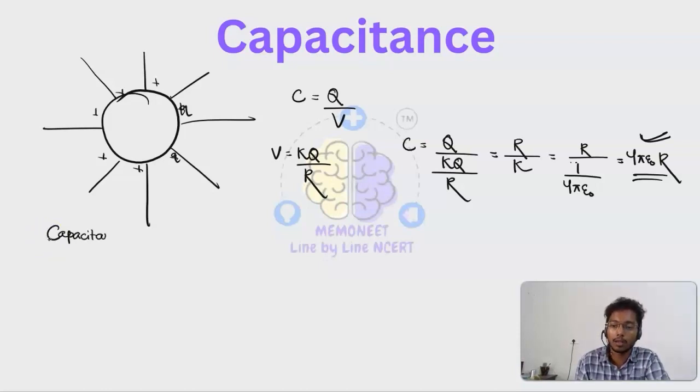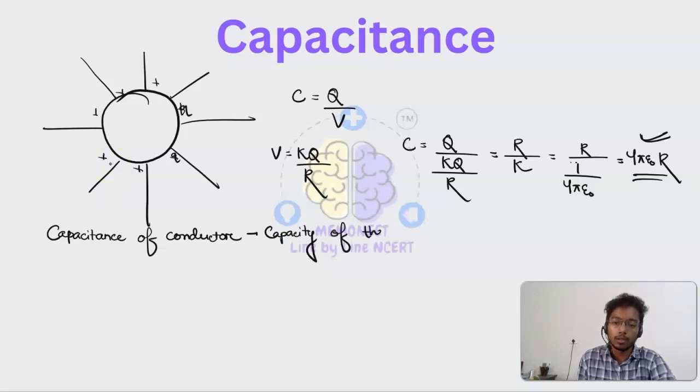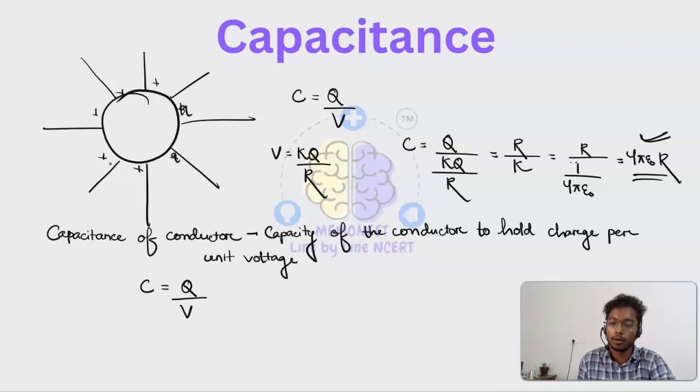Capacitance of a conductor means the capacity of the conductor to hold charge per unit voltage. Per unit voltage. So we represent it as C is equal to Q upon V.